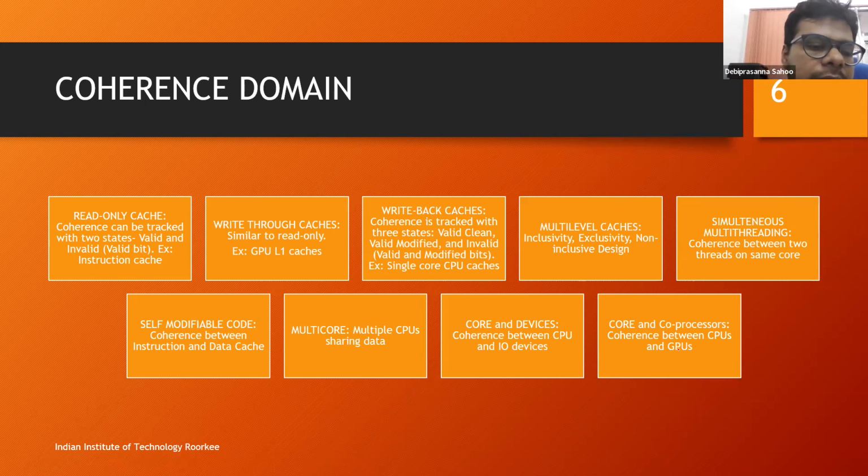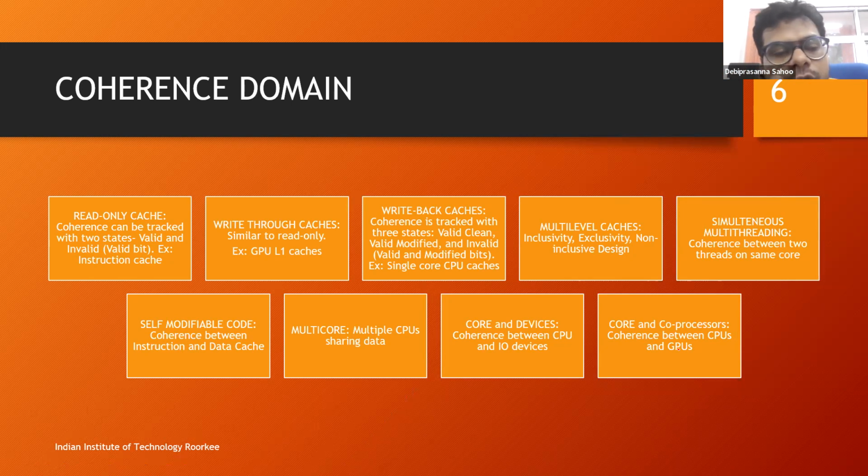Second type is your write-through cache. It is similar to a read-only cache. You can track the states using valid and invalid, and for the writes, because those are write-through, you don't need any extra bit to represent the change in the data item. Examples of such caches are GPU L1 caches. We look at the state machines of this write-through cache and write-back cache in more details.